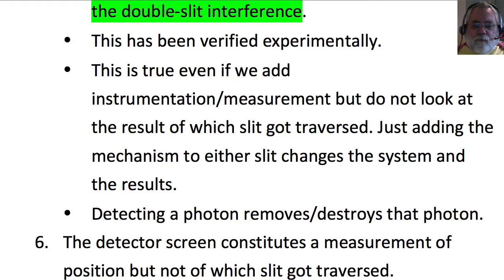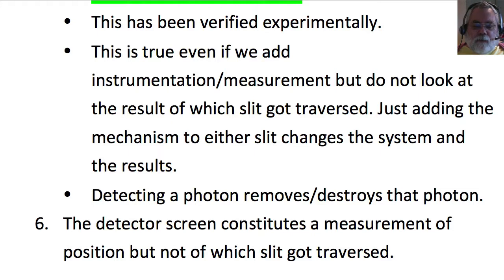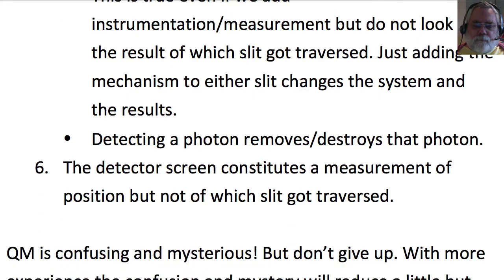Detecting a photon removes and destroys that photon. So we can't detect it and reproduce it. In destroying it, we destroyed some information. The detector screen constitutes a measurement of position, but not of which slit got traversed.